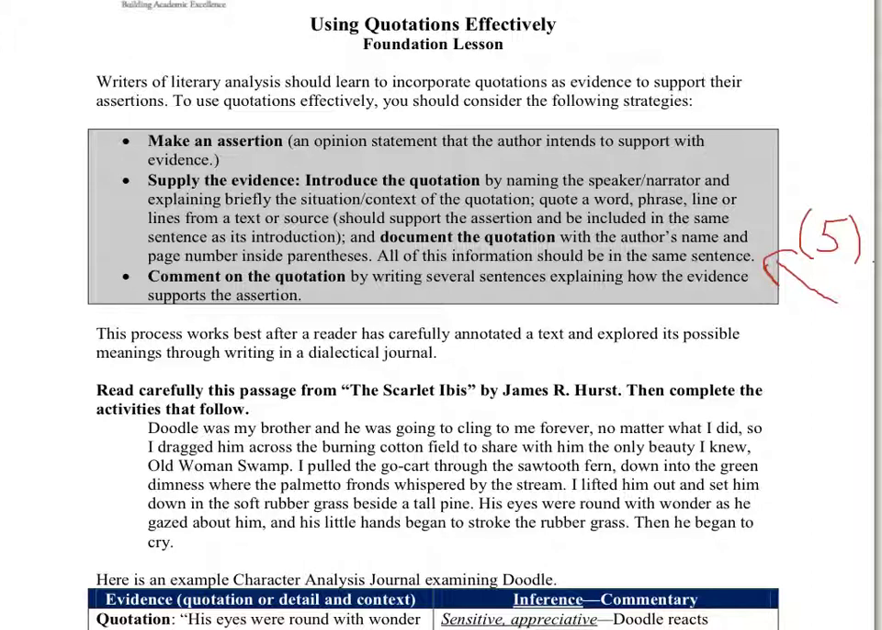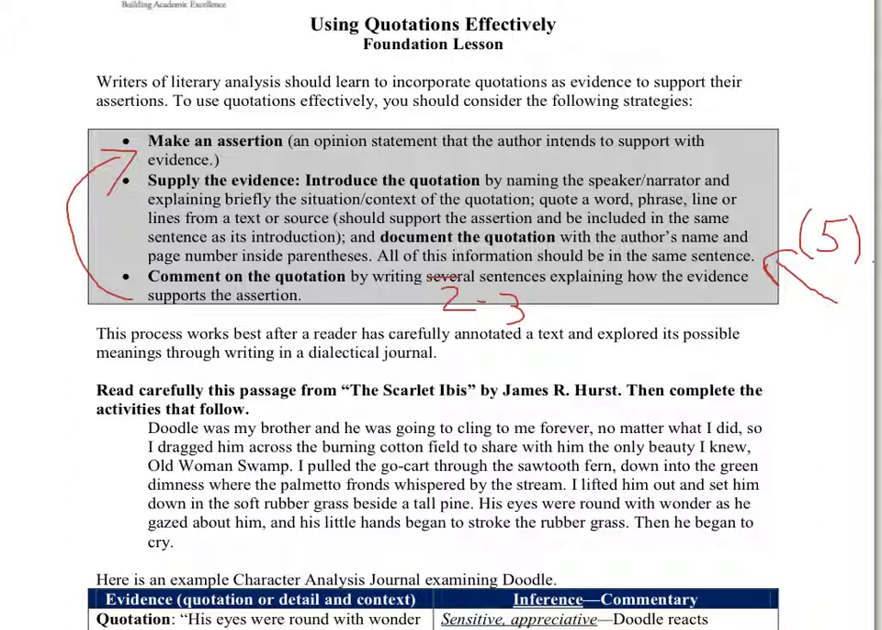The last thing you're going to do, and this is what will take up the majority of the paragraph, is comment on the quotation by writing several sentences, explain how the evidence supports the assertion. Now, I would like you to make a note. I don't think several is the best adjective there. Maybe 2, 3 at the most sentences explaining how the evidence supports the assertion. You want to explain, how does the quote prove your assertion? Whatever it was you were claiming at the beginning, how does this quote actually prove that? Make that connection for your reader.